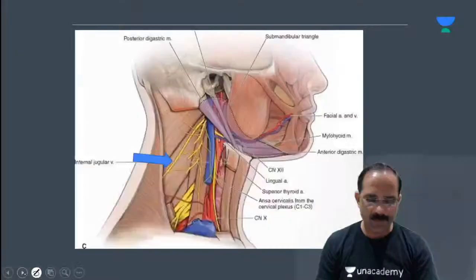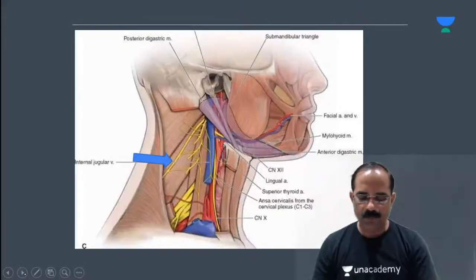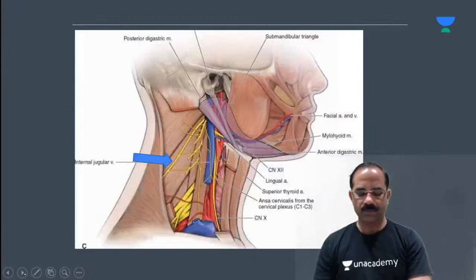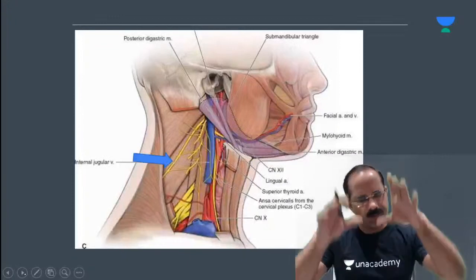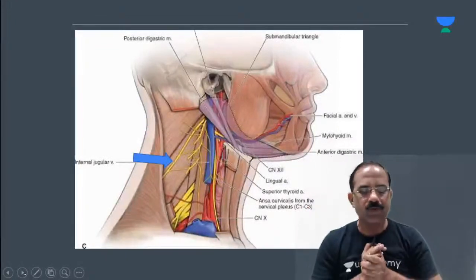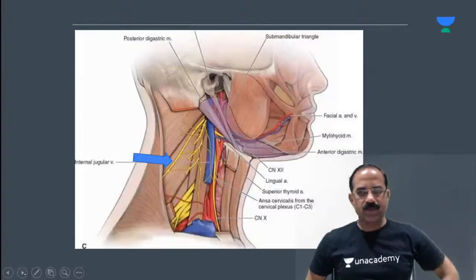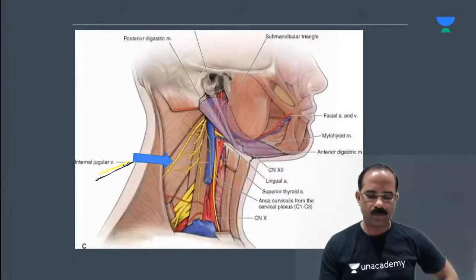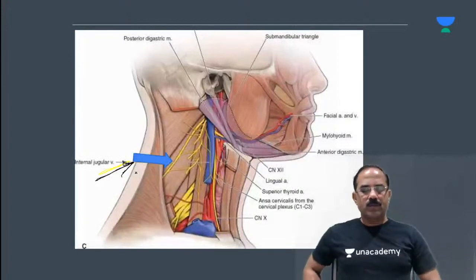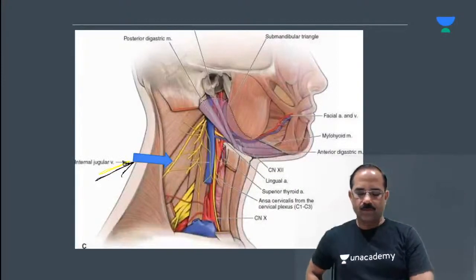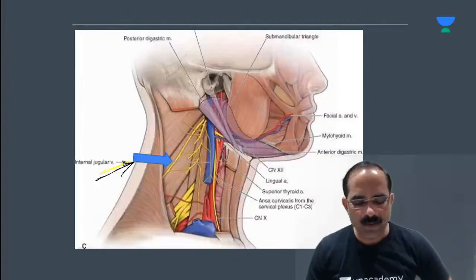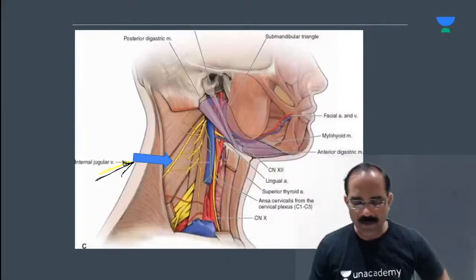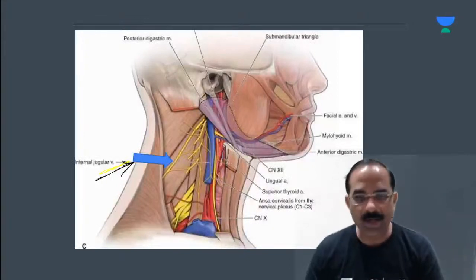I hope this is clear to all of you. Identify this pointed structure. This is a very important visual slide, students. Identify this pointed structure, the one with the blue arrow. Any guesses? Yes, very good, Arundhati. That's the spinal accessory nerve. Correct.